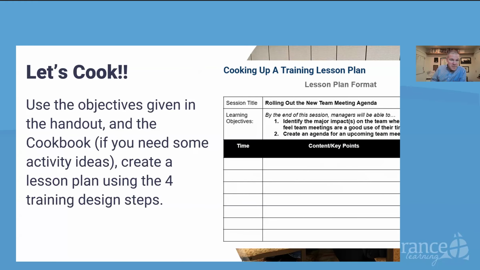And there are two objectives that we want you to create a lesson plan to not just present information, but also see if the learners get it. And these objectives here, the first one is identify the major impacts on the team when employees don't feel their team meetings are a good use of their time.